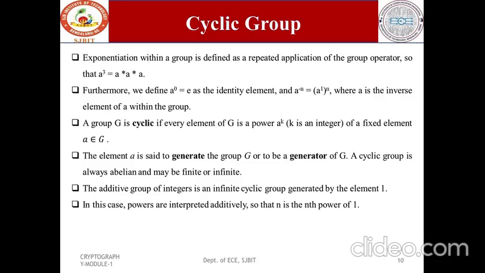Cyclic group. Exponentiation within a group is defined as a repeated application of the group operator, so that A cube can be written as A into A into A. Further, we can define A naught as E, the identity element, and A power minus n can be written as the inverse of A to the n, where A inverse is the inverse element of A within the group. A group G is cyclic if every element of G is a power A power k of a fixed element A that belongs to G. The element A is said to generate the group G or to be a generator of G. So a cyclic group is always abelian and may be finite or infinite.